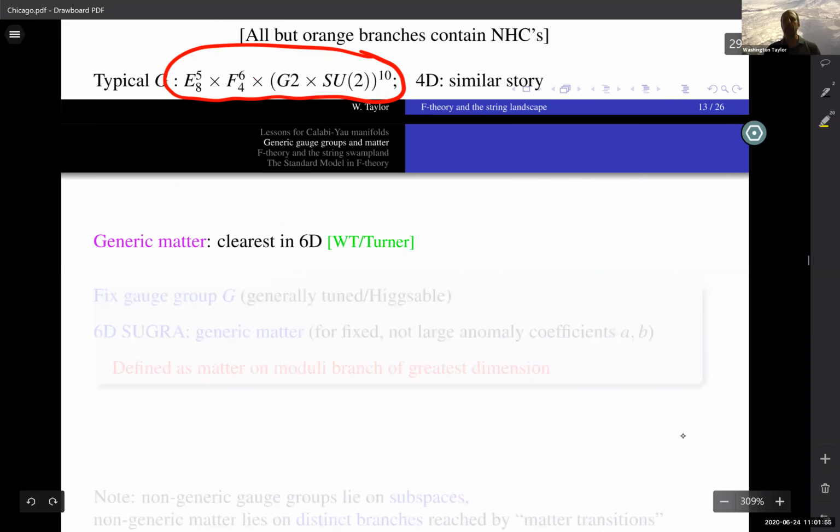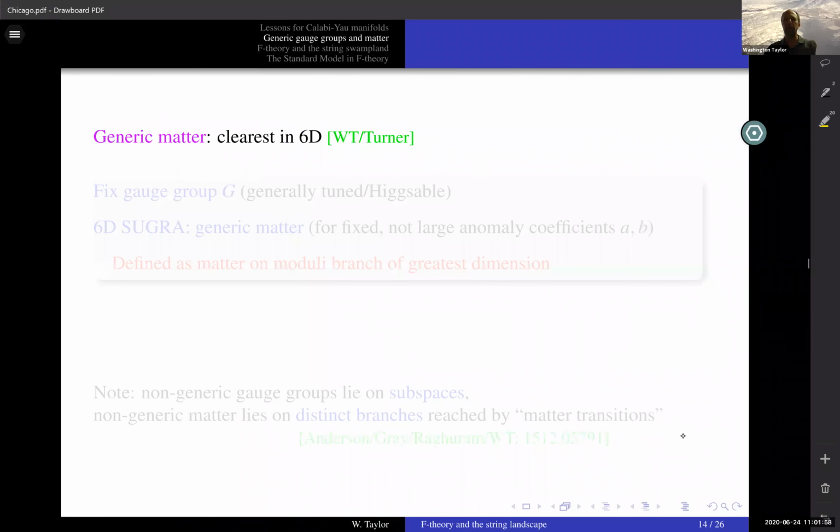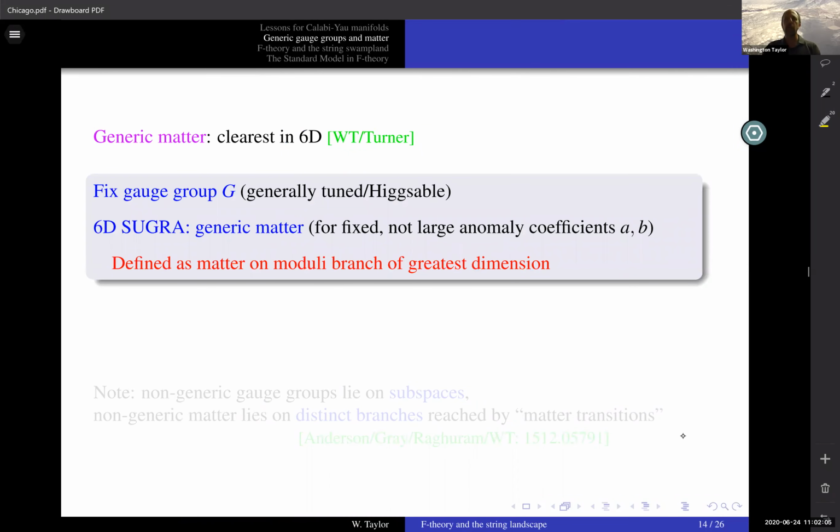There's another interesting story which we can talk about, which is if you choose a gauge group, which may not be automatic, it may actually be a tuned gauge group, then there's a very natural sense in which we can identify certain representations of that group, which are what we can term generic matter. We can do this in a very specific way in the 6D story. One of the reasons I keep focusing on 6D is because everything's mathematically very clear and well understood there. So in 6D, if we fix a gauge group, like say SU5, then in general, the space will have various branches of different dimensions. And the branch of the greatest dimension will have the most typical matter types on it.